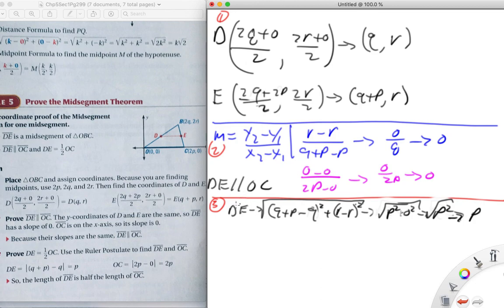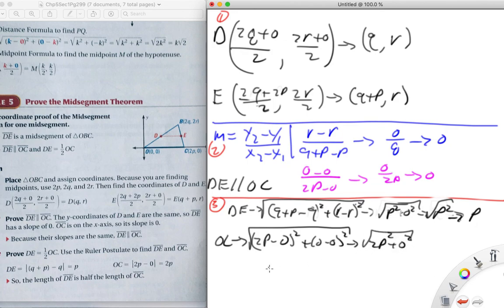So that's half of it, so it should be double. So let's get the distance of OC. OC is, we have 2p minus 0 squared plus 0 minus 0 squared. Again, this is why we use the ruler postulate, but I'm using the distance just to prove a point. 2p squared plus 0 squared square root, which is 2p. They're parallel, and we're proving that DE is equal to 1/2 of OC. Okay?